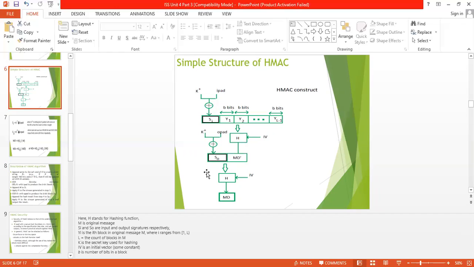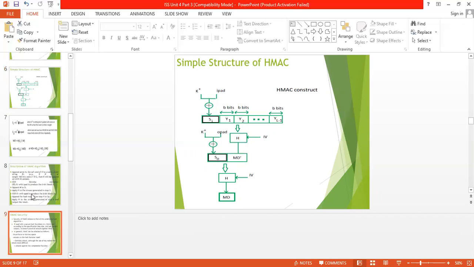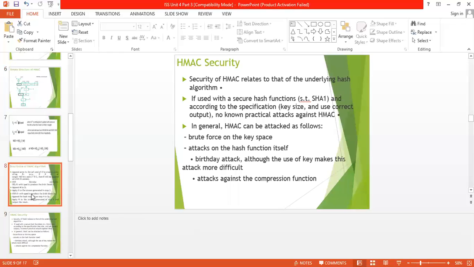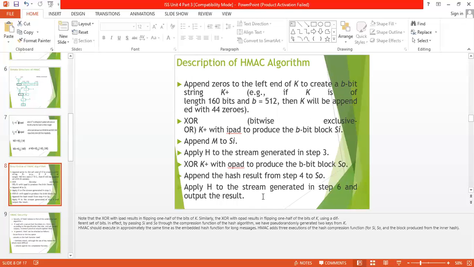After this message digest, the output of SO is combined with it to again produce the hash code, and this hash code is also combined with the initial vector, and finally produces the message digest. So this is basically a simple algorithm of HMAC, the hash based MAC algorithm.